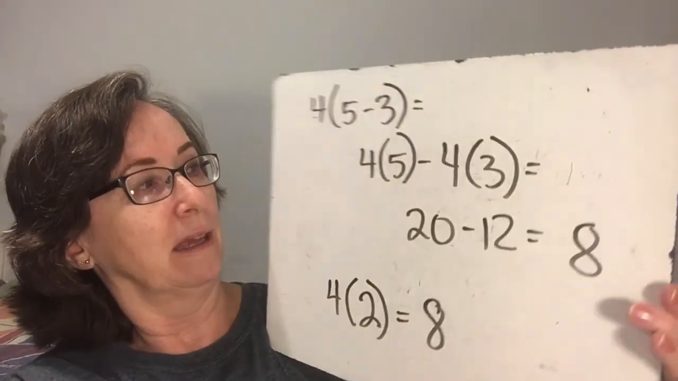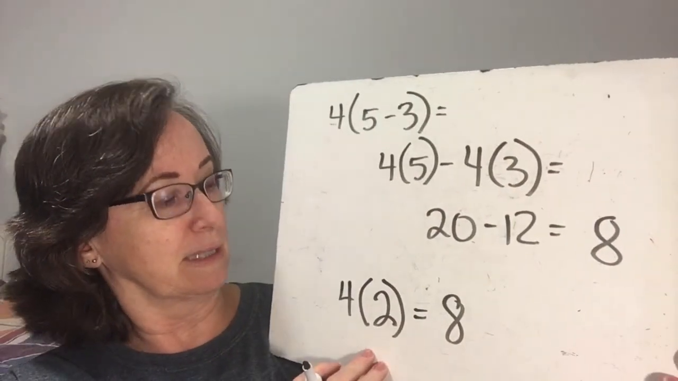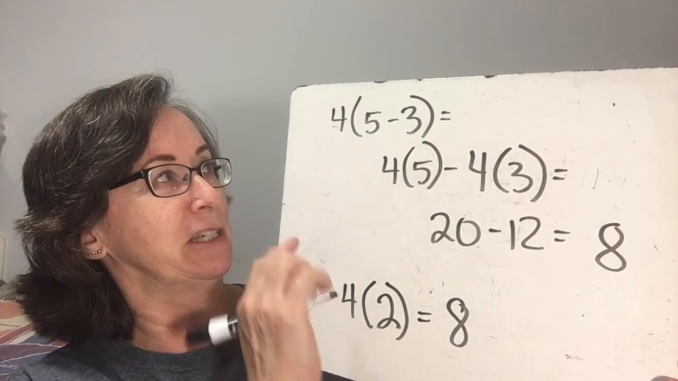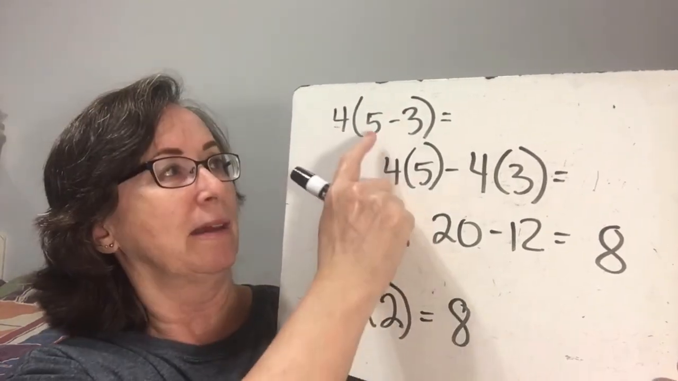Okay, so let's see how this works. So let's look at your first little, it's not one of the examples, but in the teaching section, it says 4 times 5 minus 3.